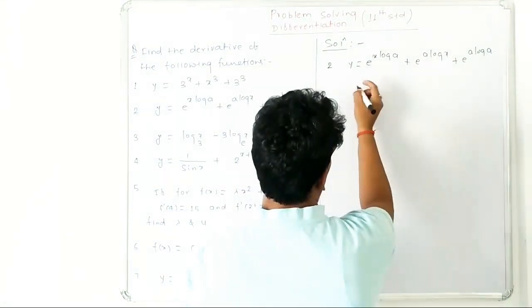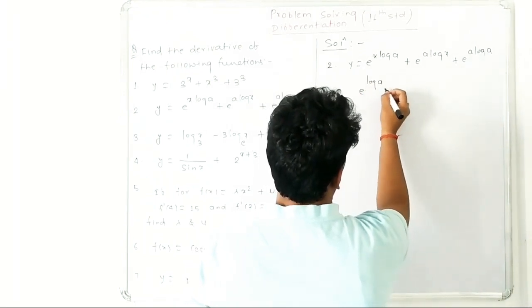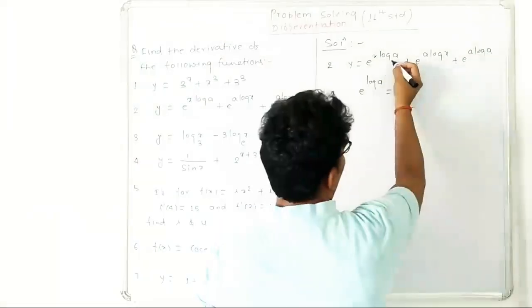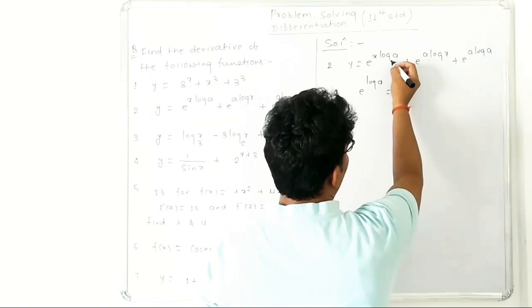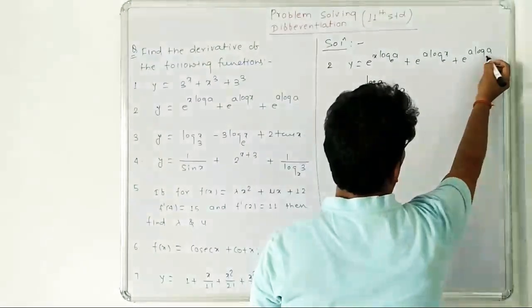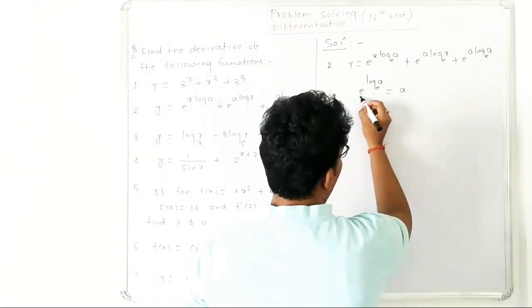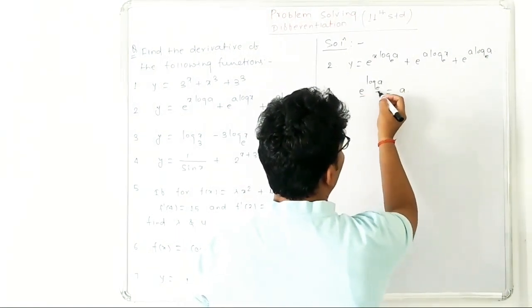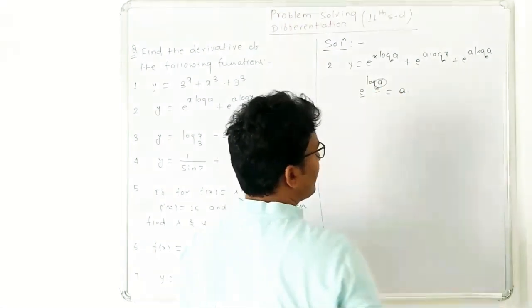So I am writing a property of log. e raised to log of a is nothing but a, correct? See, in these logarithms, the base is not mentioned. It means it is going to be e, obviously, right? So here is also e, right? So when the base of log remains the same, e raised to log of a to the base e, the answer is a. The main term of the log is the answer, right?